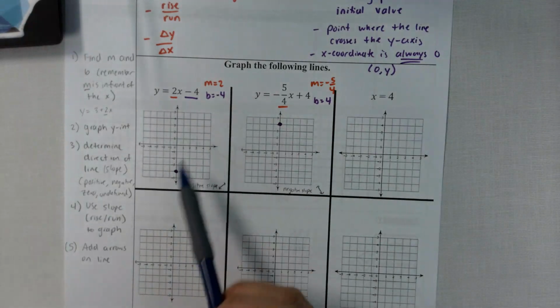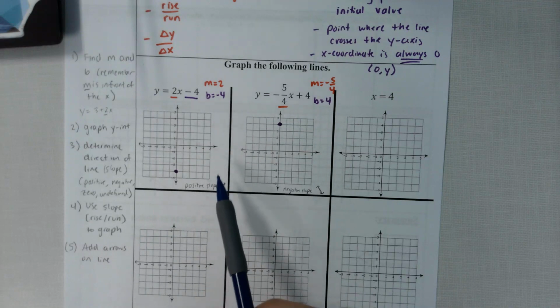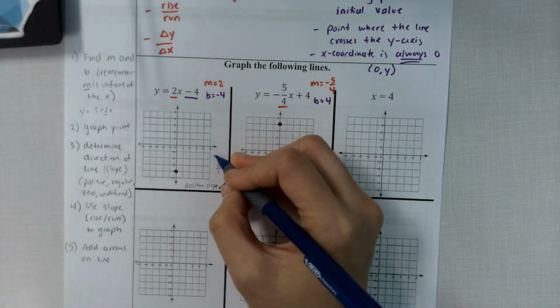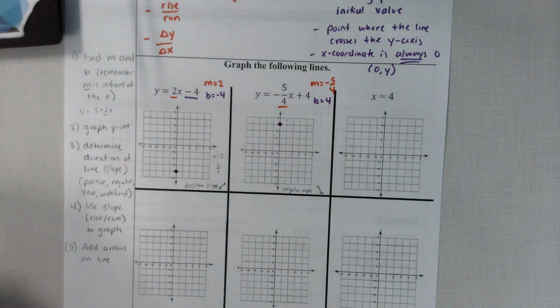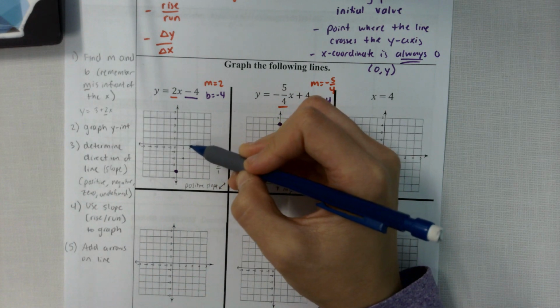Okay, so now we use the slope to graph. So we have rise over run. Rise over 1 is really like 2 over 1. We know that m equals 2. So what we're going to do is rise 2, run 1. Rise 2, run 1.